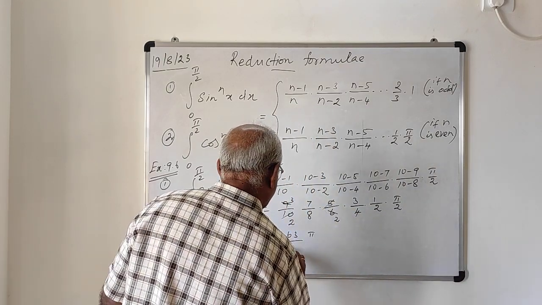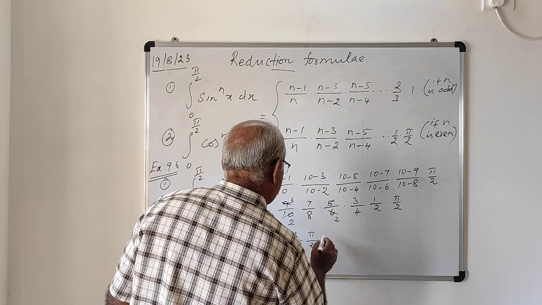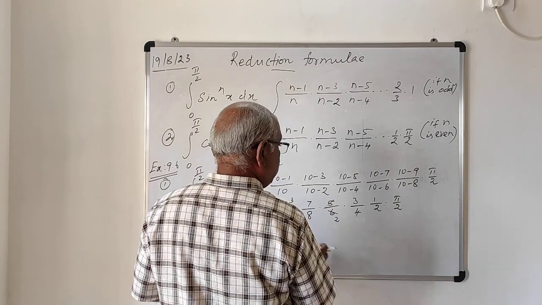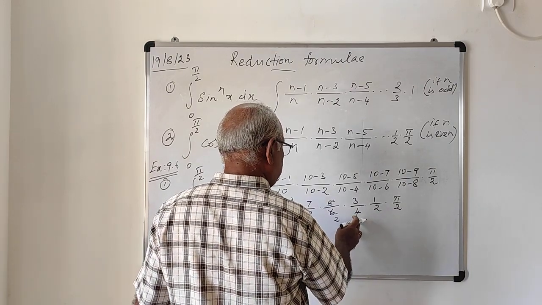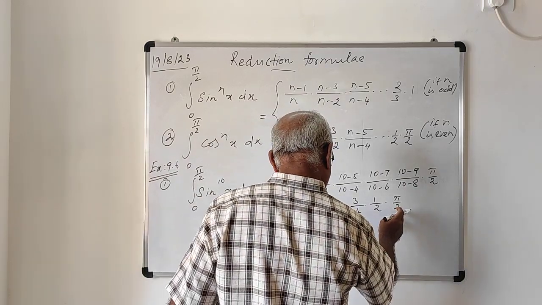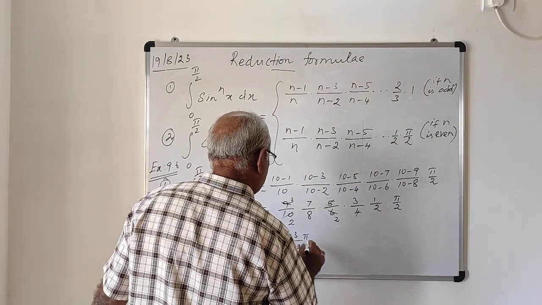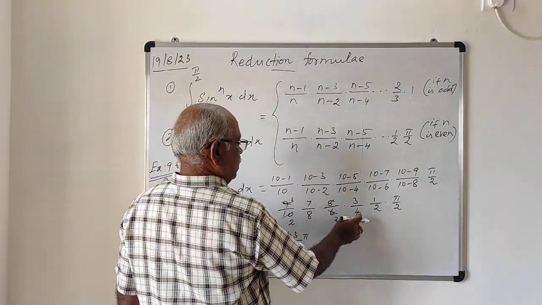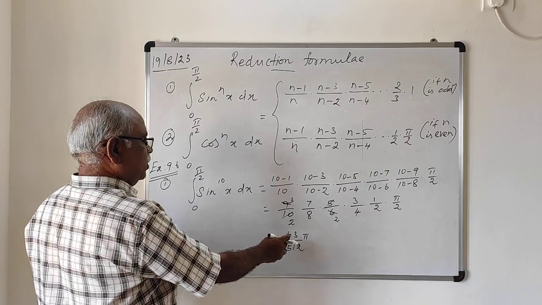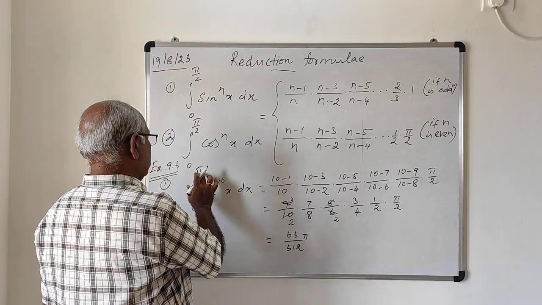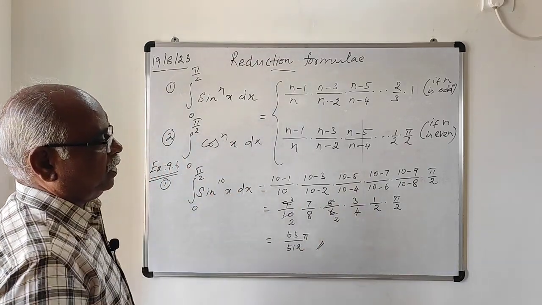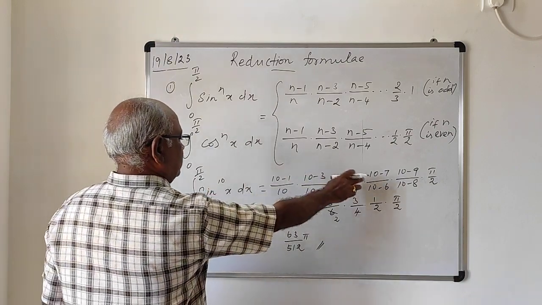So 63 by 512 into pi by 2. Sorry, this is pi only, because 2 twos are 4, 4 fours are 16, 16 twos are 32, 32 twos are 64, 64 into 8 is 512. So after multiplying these, you will get 512, therefore 63 by 512 pi is the solution for this problem, the integral from 0 to pi by 2 of sin^10 x dx. Like that, you simplify the problem. If it is even, you will get this result.